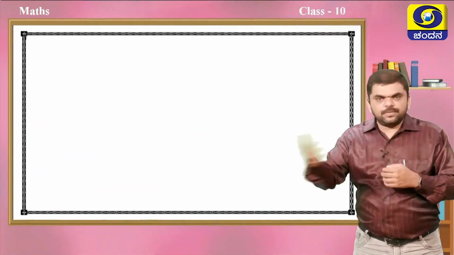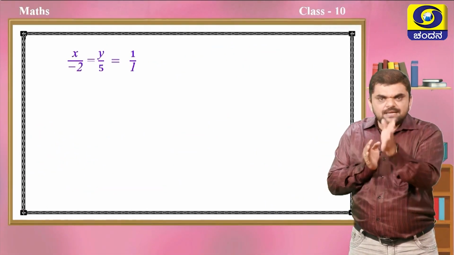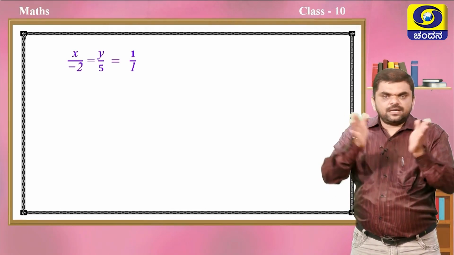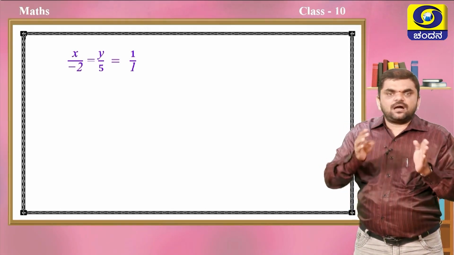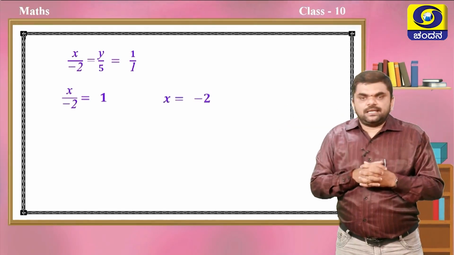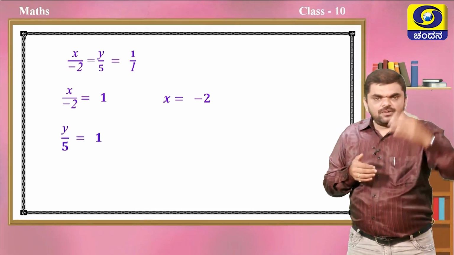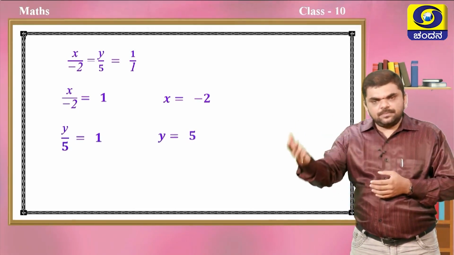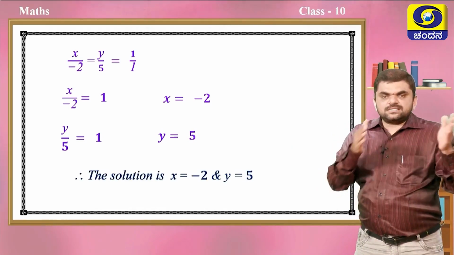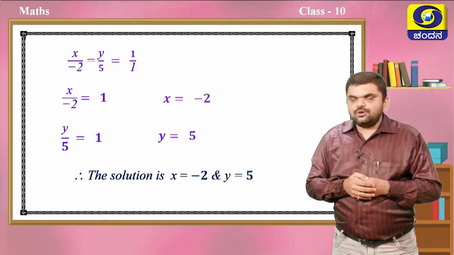1 over 1 is nothing but 1. So now substitute: x over minus 2 is equal to 1. Just take the constants. On cross multiplication, we get x is equal to minus 2. We get the value of x as minus 2, and y over 5 is equal to 1, and on cross multiplication y is equal to 5. The solution of these equations are x is equal to minus 2 and y is equal to 5.